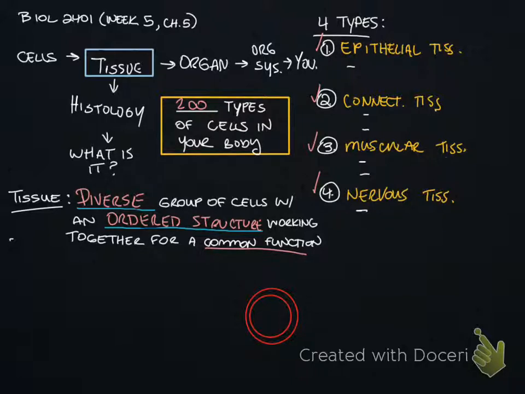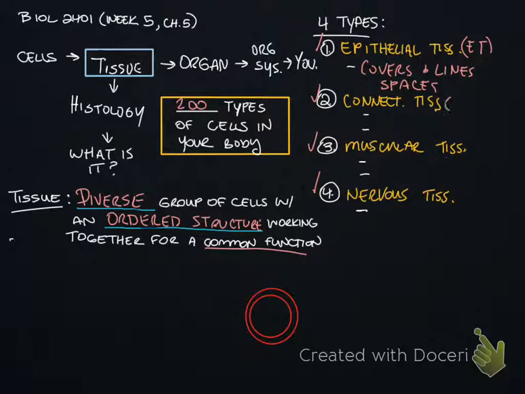Epithelial tissue, remember, you'll see it abbreviated in my notes as ET. Epithelial tissue covers surfaces and lines spaces. So we're going to spend some time going over epithelial tissue.